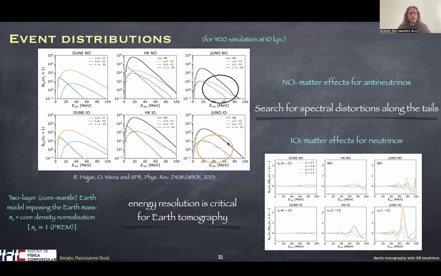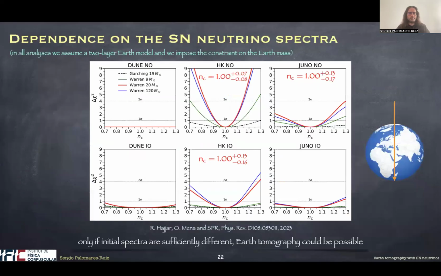To show the results, I will use a very simple model of a 2-layer Earth with a core and mantle, and I will impose the Earth mass. So there is only one free parameter, which I parameterize with the core density normalization. And as I will mention later, energy resolution is critical for tomography, and we can see that in this plot.